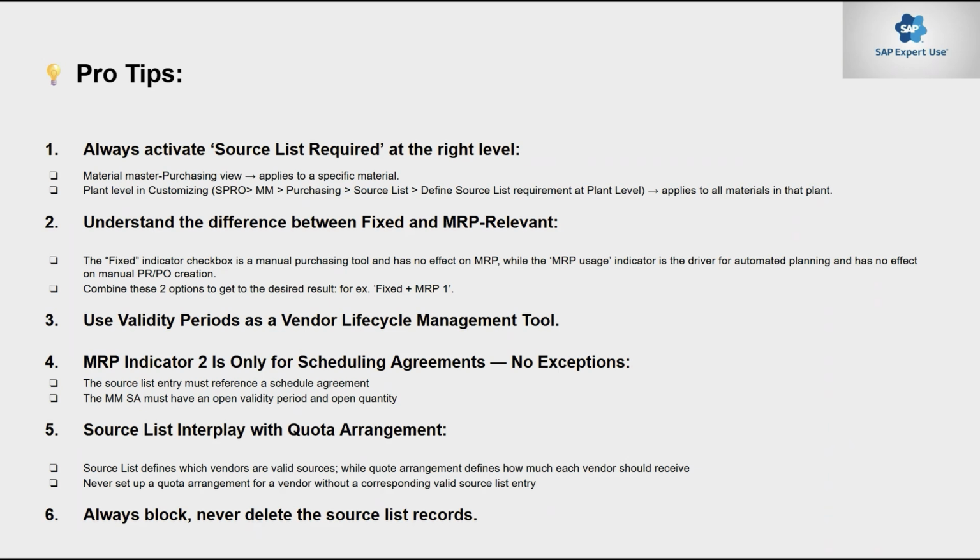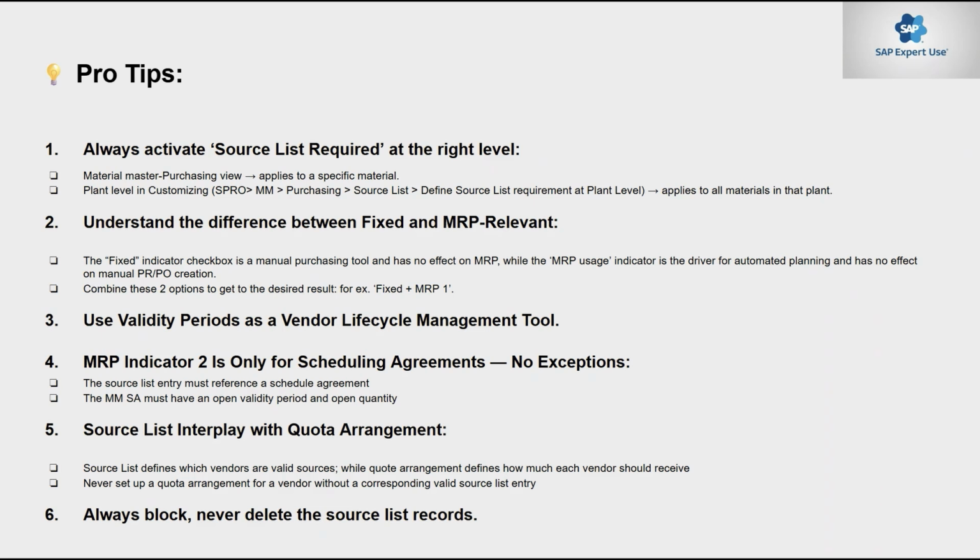But on the other hand, the MRP indicator would control automatic source assignment by MRP. When set to 1 or 2, MRP assigns PRs or schedule lines to this source automatically. It has no effect on manual PO creation. So it's useful for automation. It lets MRP handle vendor selection. You can also combine these two to get the desired result. So if you combine fixed and MRP one indicator, that means that MRP will always assign that source and buyers cannot overwrite it manually.